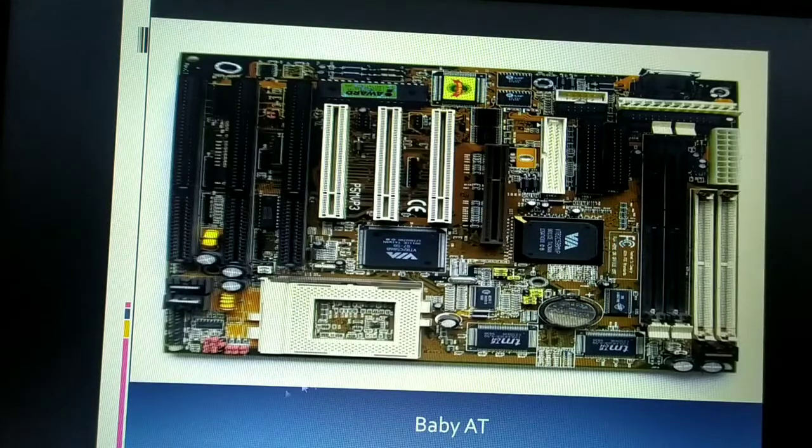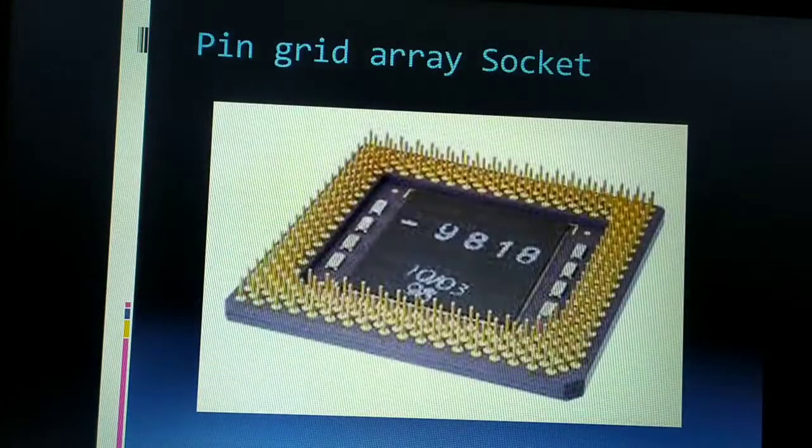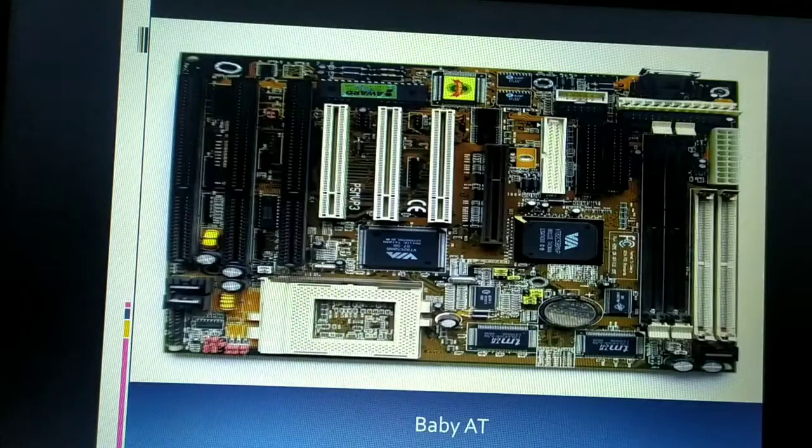Now, what is the slot type processor and the PGA? PGA actually stands for pin grid array socket. Now this is the PGA. You can see this is a pin grid array socket. Whatever these holes you can see, if this kind of a socket is there, then I can call it the pin grid array socket.